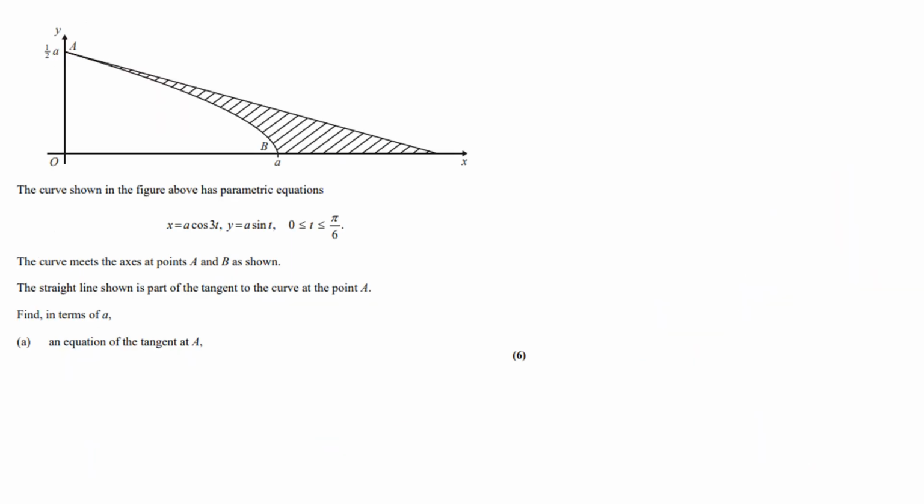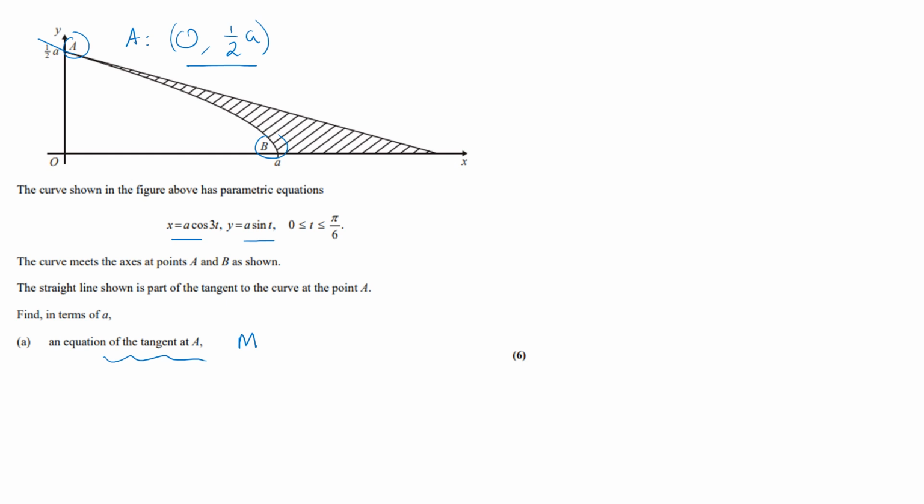This next question is a parametric equation question. We've got 2 points on a curve and we have a tangent to the curve at the point A. So we can see the coordinates of A are 0 in the x and a half A. So in order to find the equation of the tangent, we need a point which we have, but we also need a gradient, m.